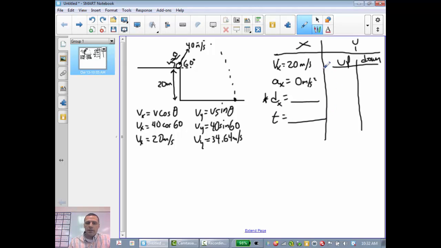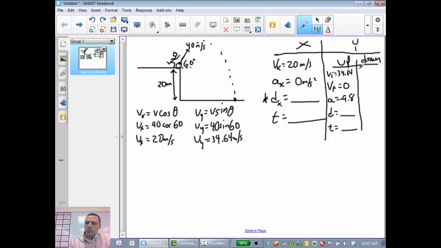In the y direction, the initial velocity is 34.64. The final velocity is 0. The acceleration is negative 9.8 meters per second squared. The distance up is unknown, and the time up is unknown.